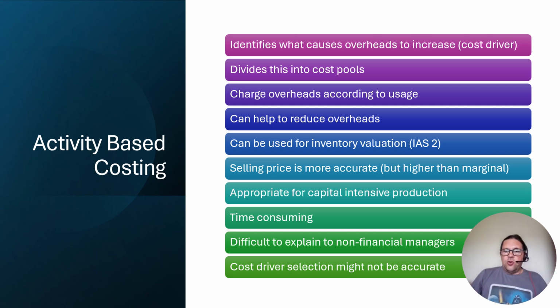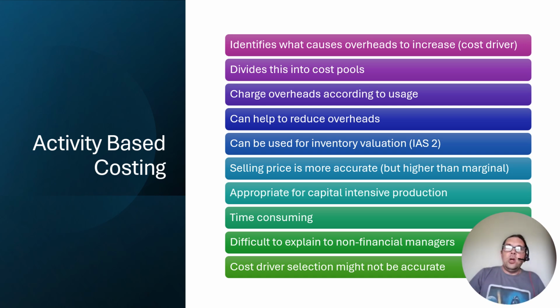Once we've identified the cost drivers for all the overheads, we divide those into cost pools. So the cost pools are all the overheads which have the same cost driver. So we put them all together so we can work out an overhead absorption rate per cost driver. We then charge those overheads according to usage. So those departments which actually use more of those cost drivers would be charged more. That's fair. It's fairer than absorption costing on that basis because we're really looking at why those overheads increase rather than just this arbitrary, oh, we're going to charge by machine hour, labor hour, which doesn't look at the nuances, what causes those overheads to change.